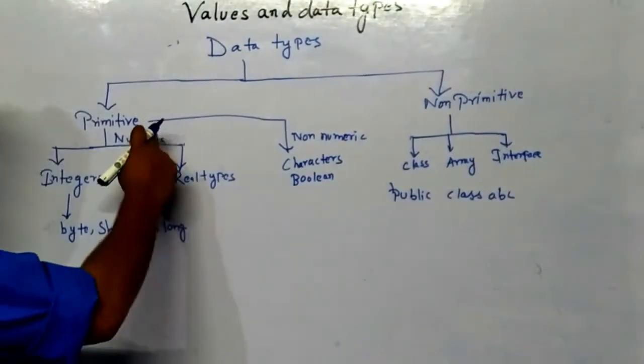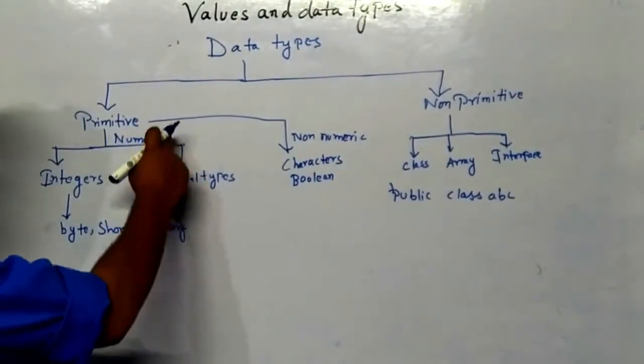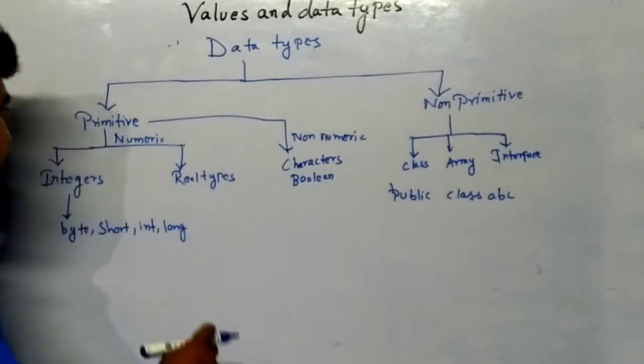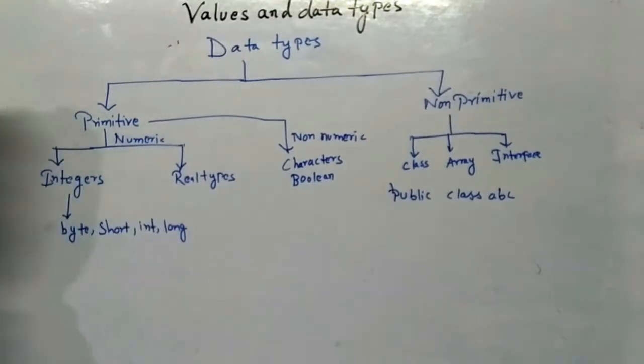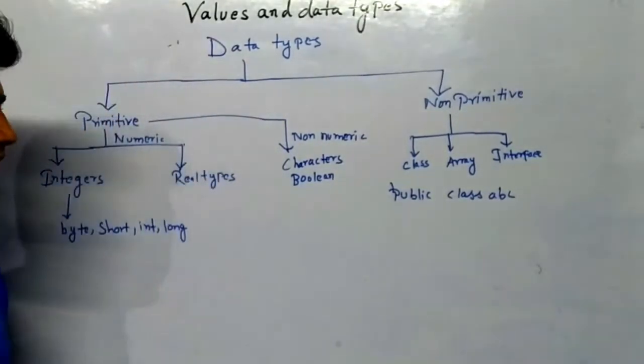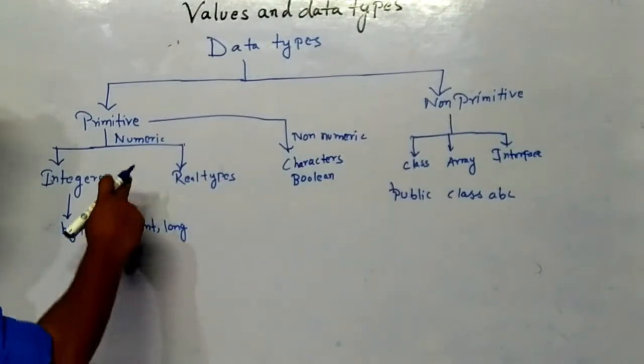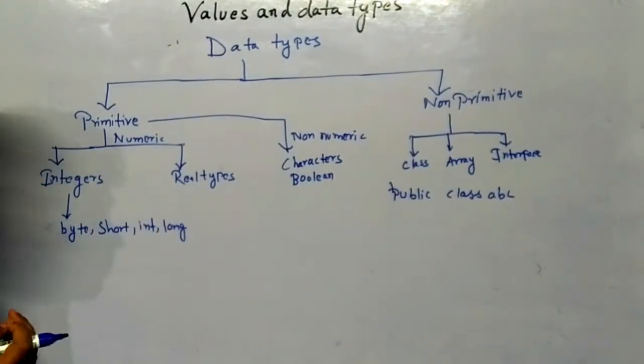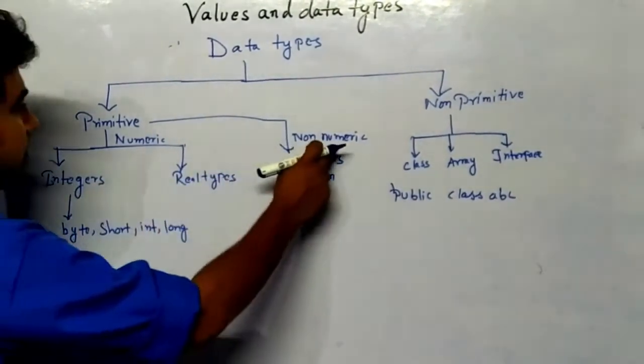Now I will be discussing primitive. That is our main focus, primitive. Primitive is the inbuilt system. Inbuilt means it is already present in the system compiler. It is already known by the system compiler. So primitives are basically of two types, that is numeric and non-numeric.